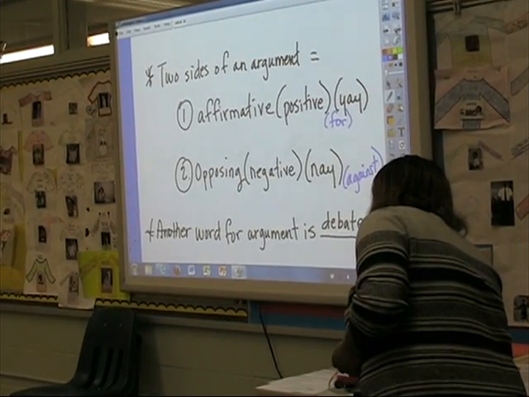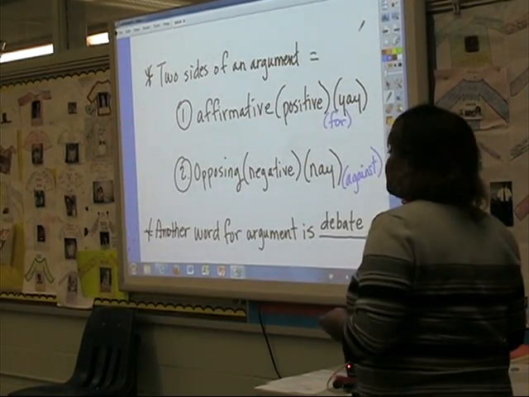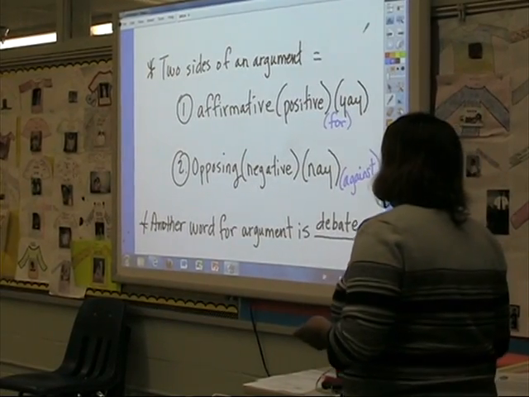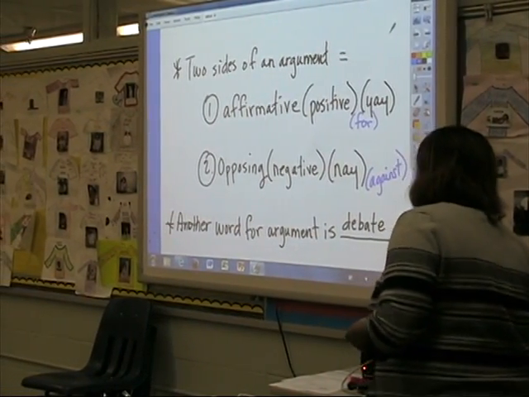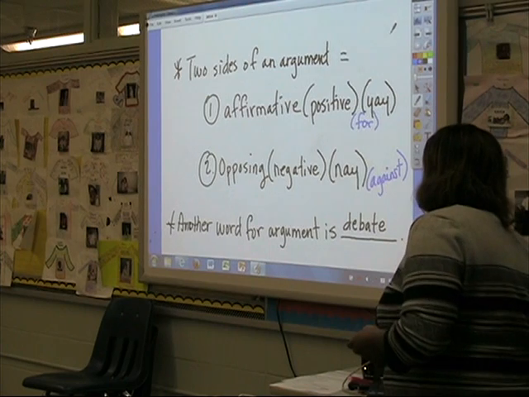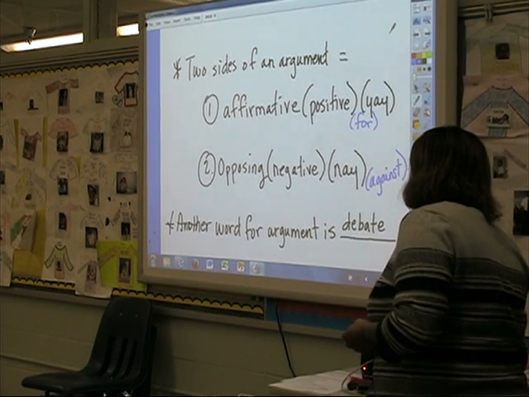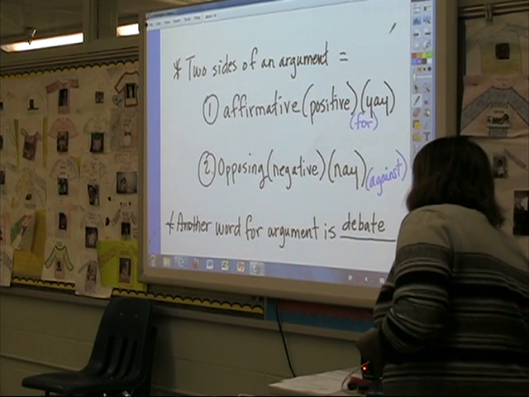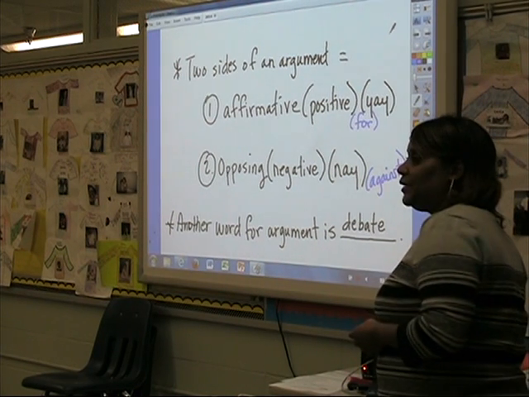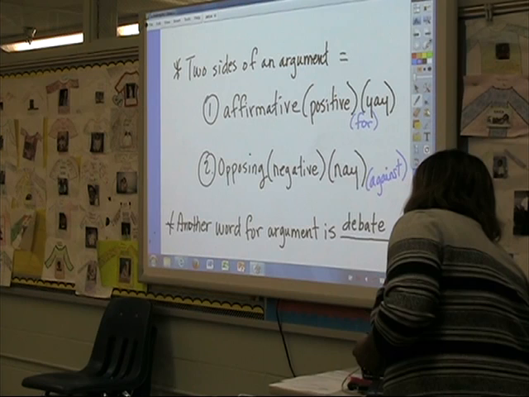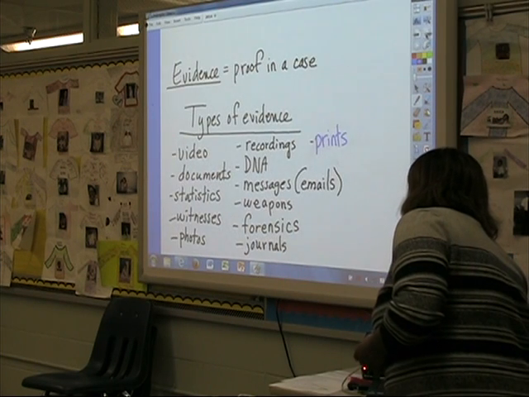Everybody should be looking at this as a quick review. There are two sides to an argument. Again, you have the affirmative side and you have the opposing side. Other names that the affirmative may be mentioned as could be positive, a for or yay. Opposing could be negative, nay or against. Another word for argument is? Debate. Debate, good. This is just a quick review.